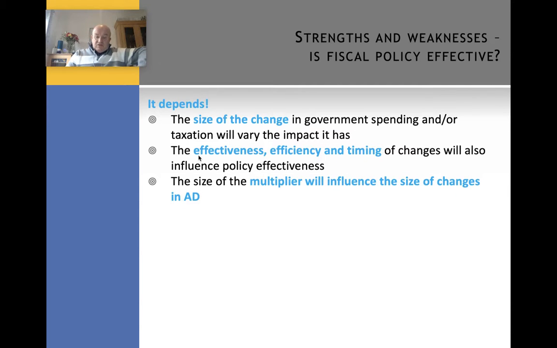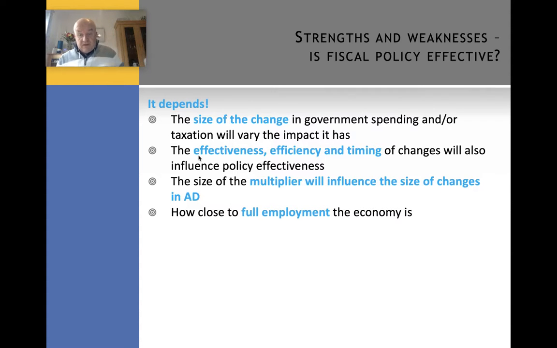Clearly, if we're talking about any sort of government spending and or taxation, then the effect on the size of the multiplier is clearly going to influence the size of the changes in aggregate demand. So we talked about the multiplier effect in the last chapter, and obviously the higher the level of multiplier, the greater the influence in terms of the change in AD that any government spending or taxation might have.